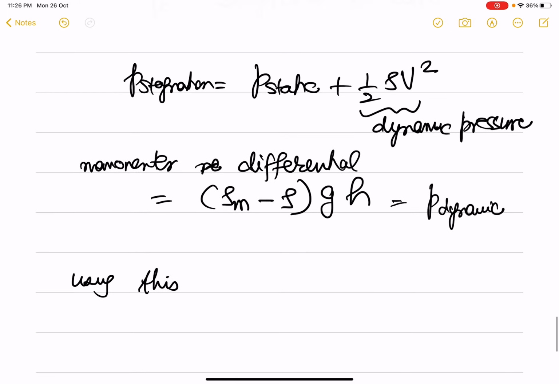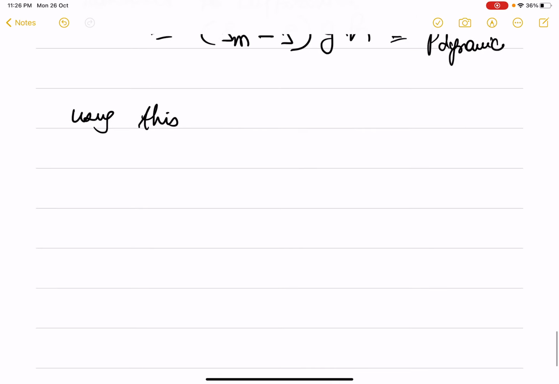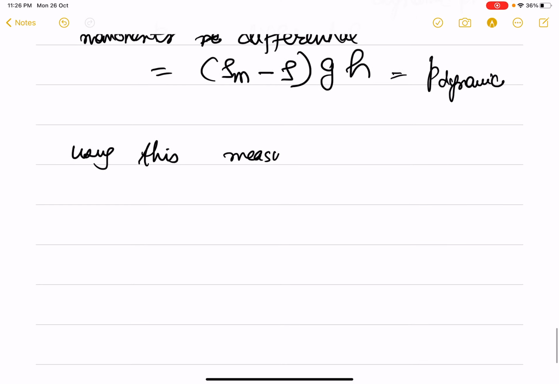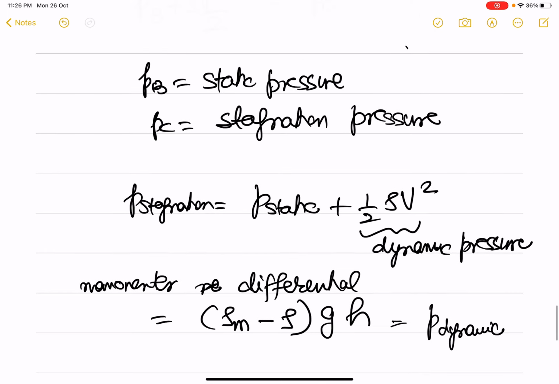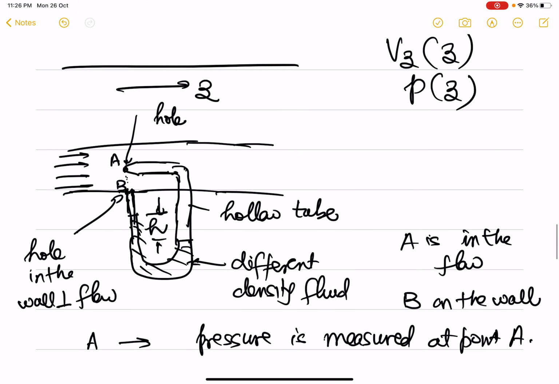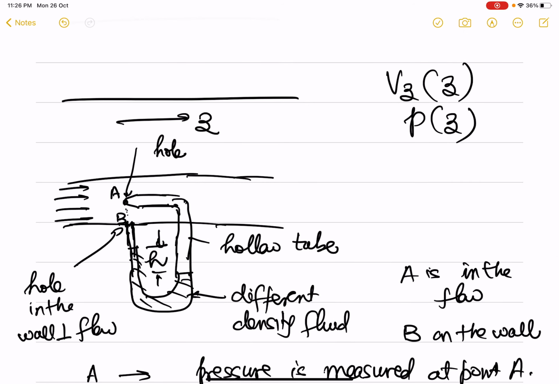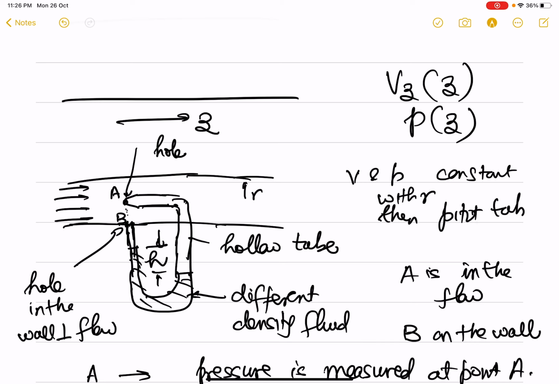Using this, sorry about this, we measure V sub A. So now this is the principle of a pitot tube. This works when we have flow where velocity and pressure are not changing. So if V and P are constant with R, then the pitot tube works.